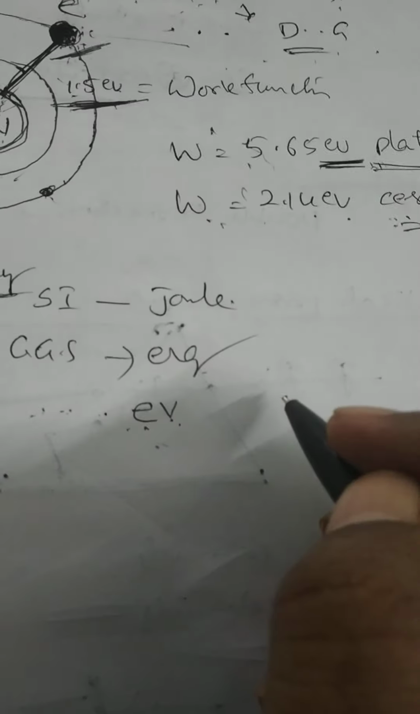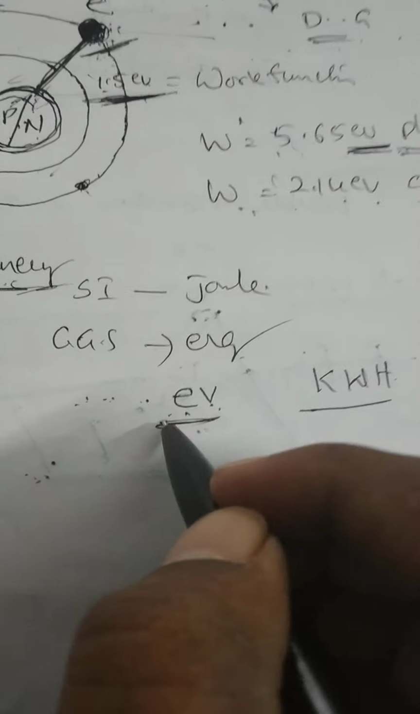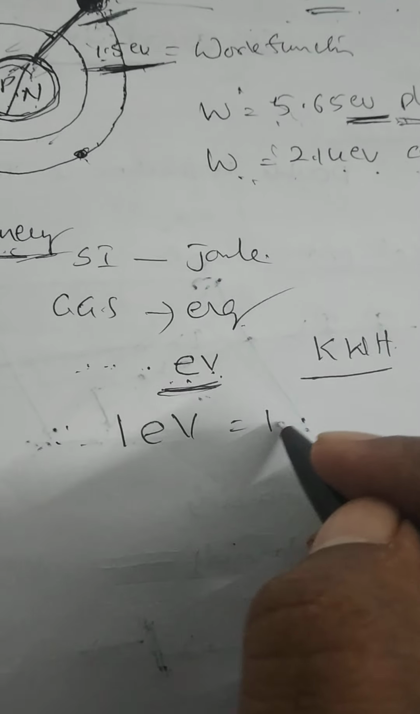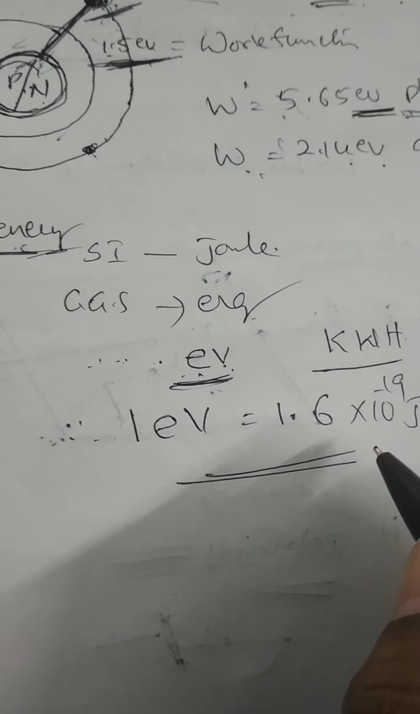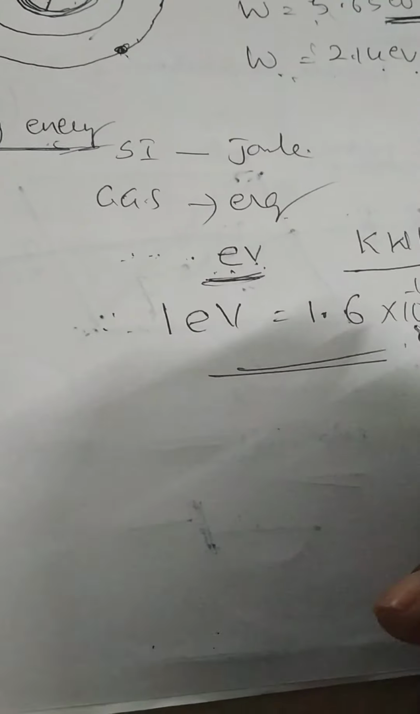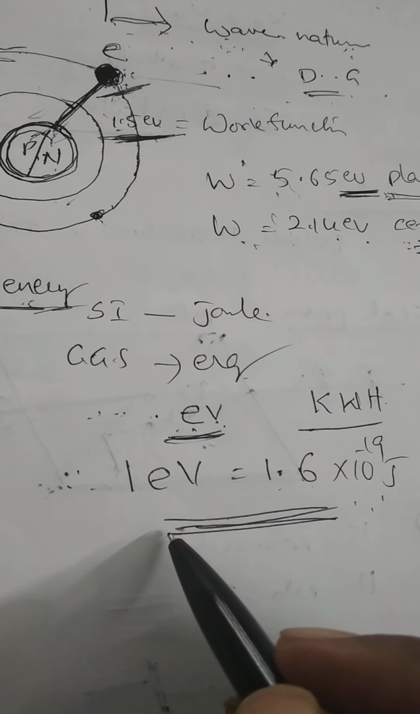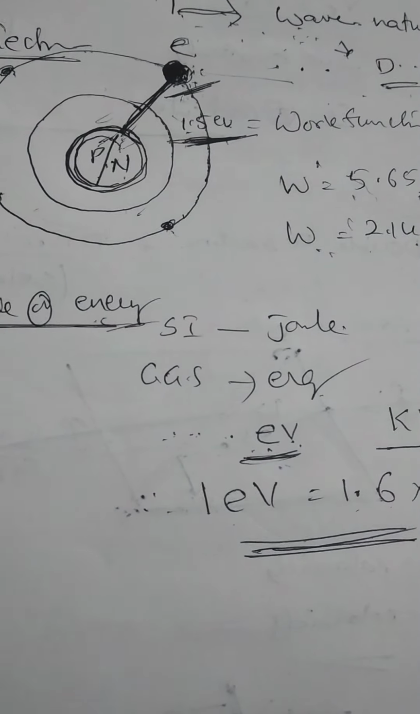And what is the biggest unit of energy? The biggest unit of energy is the kilowatt hour. Kilowatt hour is the biggest unit of energy, and electron volt is the smallest unit of energy. And 1 electron volt is equal to how many joules? 1.6 into 10 power minus 19 joules. Exactly, it is 1.602 into 10 power minus 19 joules. So this is a unit for the energy of small particles or elementary particles.